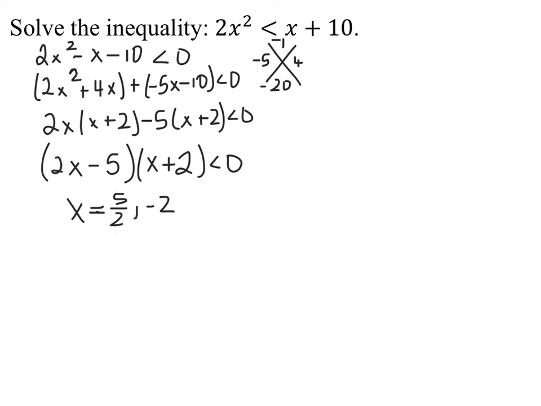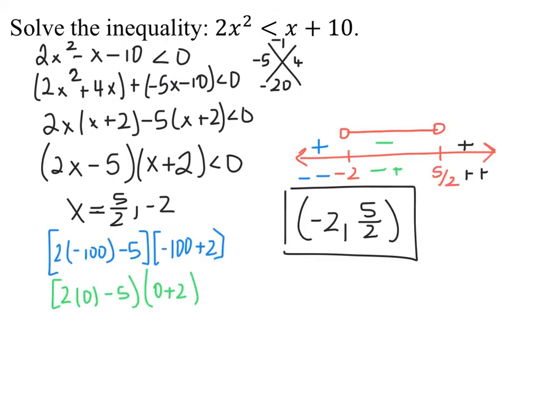If you haven't already done so, go ahead and put these on the number line and find where it's positive or negative and which section you want. On this one I put negative 2 and 5 halves on the number line. Make sure you put them in the right order. On this one I have open circles because this is strictly less than, not less than or equal to, so the zeros are not part of the solution.